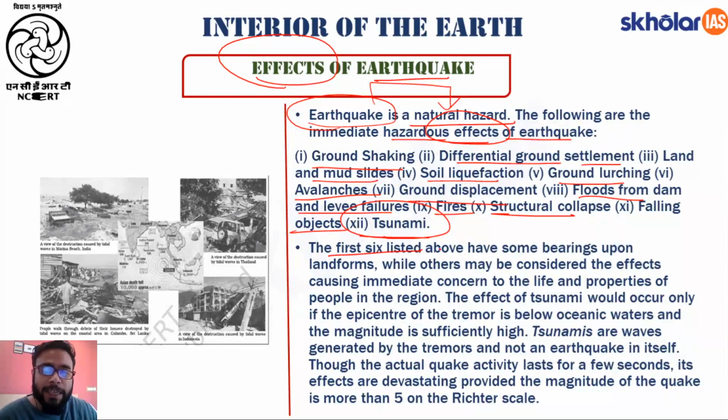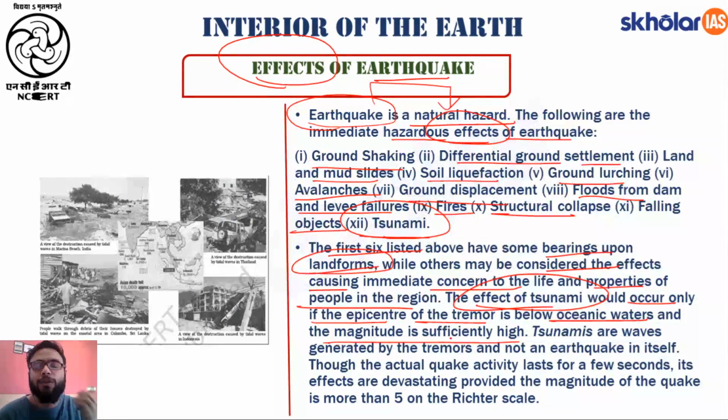So the first 6 listed above have some bearing upon the landforms, because the landforms are getting displaced or disfigured, right? Therefore the landforms in that particular area where the earthquake is occurring will have certain kinds of changes, right? While the others may be considered effects causing immediate concern to the life and property of the people in the region. Fine. Then the effect of tsunami would occur only if the epicenter of the tremor is below the oceanic waters and the magnitude is sufficiently high.